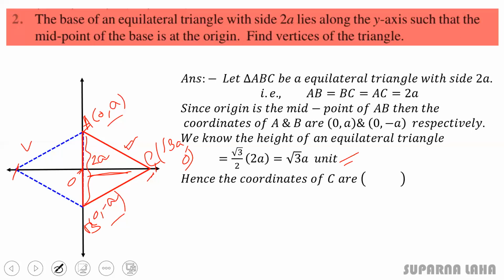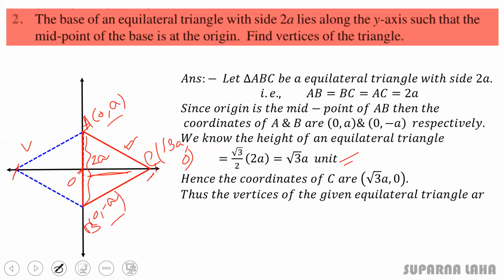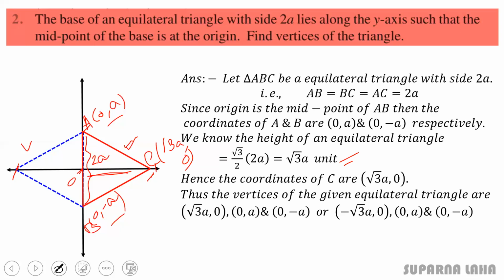Right? So hence write down the coordinates of C and the two possibilities, that is the vertices of this triangle. Maybe it will be root 3a comma 0, 0 comma a and 0 comma minus a, or minus root 3a comma 0, 0 comma a and 0 comma minus a. So these are the two possibilities for the vertices of the triangle. Okay, clear? So write it down. So moving to the next one.